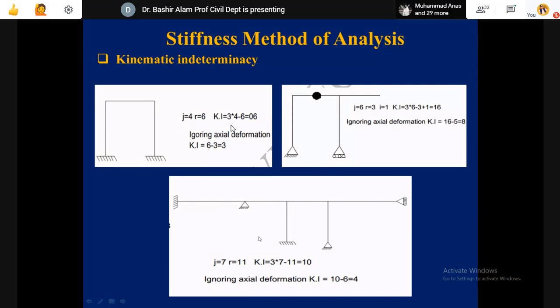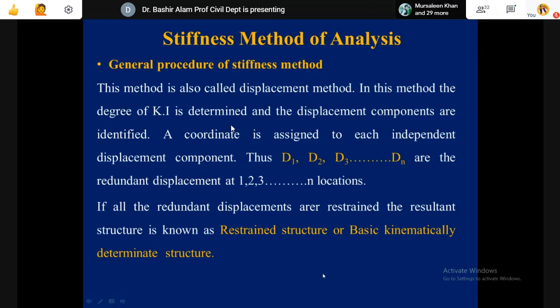Similarly, you can find out for this situation also. 10 degrees, how 10 degrees? 2 here at this support, then 3 and 3, so 6, and 1 here at this hinge support, we have only 1 rotation. So 7, 8, 9 and 10, 2 are coming from here, 10 degrees. If we ignore the axial effect, it is coming 4 degrees.